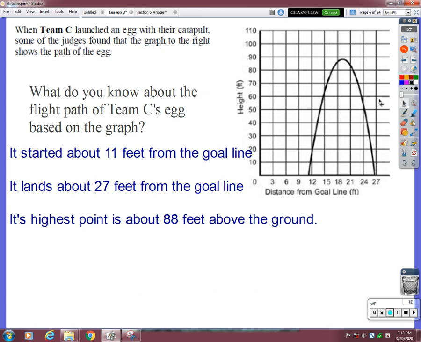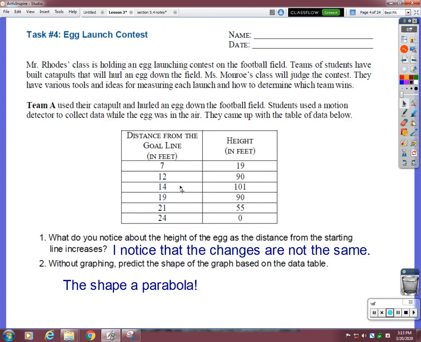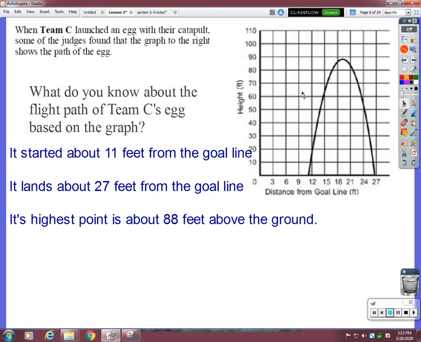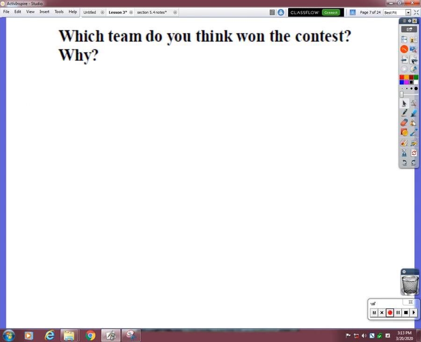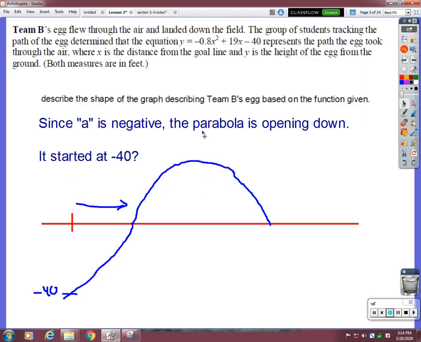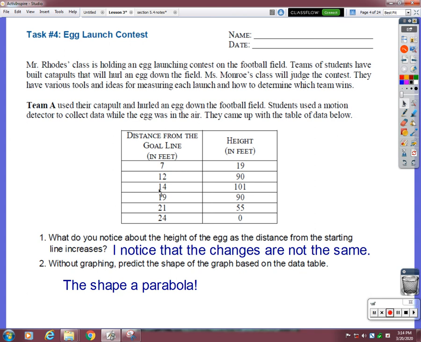All right. Okay, so do you notice the first group was a table, the second group was an equation, the third group was a graph. So now we're going to take some time to put all of these together, because at this point we're not able to answer this question: which team do you think won the contest? If you think that the winning egg went the highest, then you know how high this one went. You don't know how high this one went, and you have an idea of how high this one went, 101, but it's possible 14 is not right in between 12 and 19, if you're following what I'm saying.